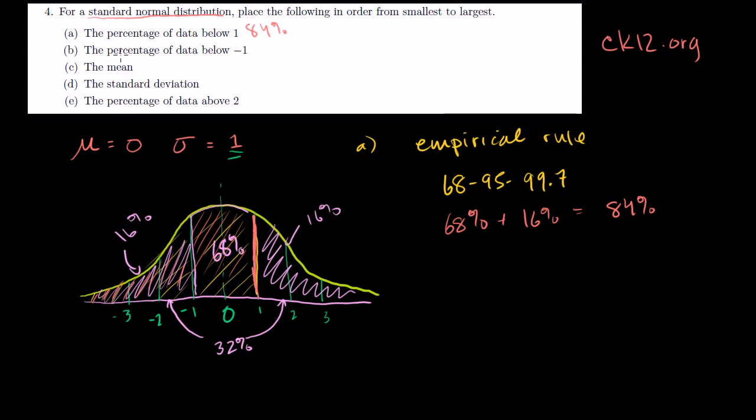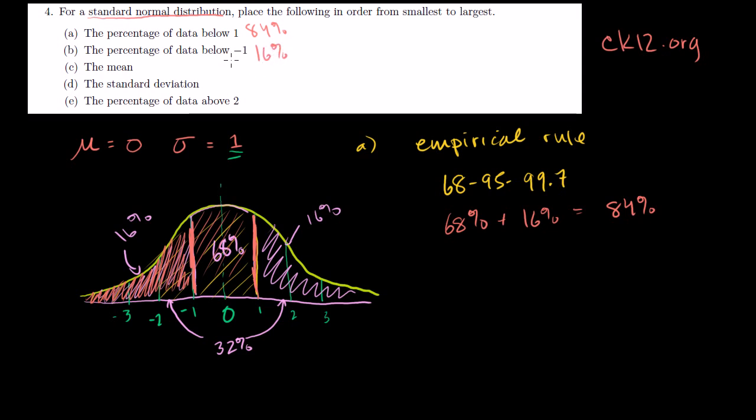Part B, the percentage of data below -1. So -1 is right there. So they really just want us to figure out this area right here. The percentage of data below -1. Well, that's going to be 16%. We just figured that out.